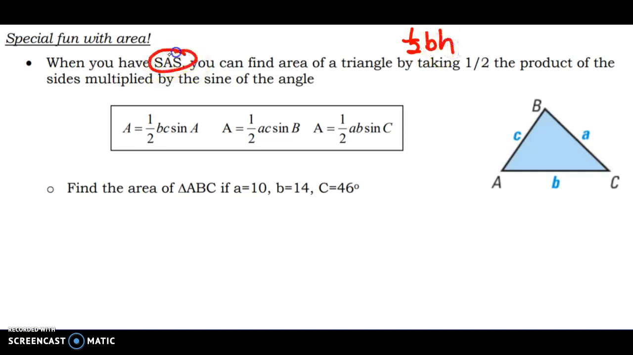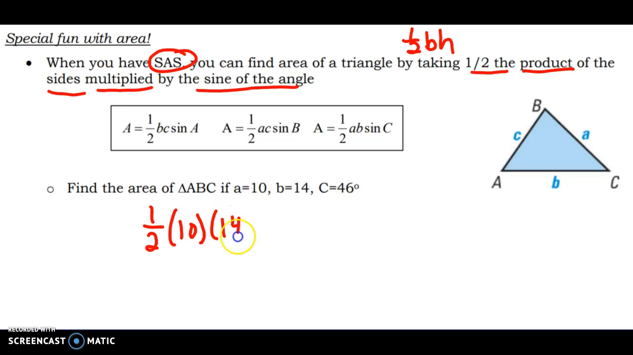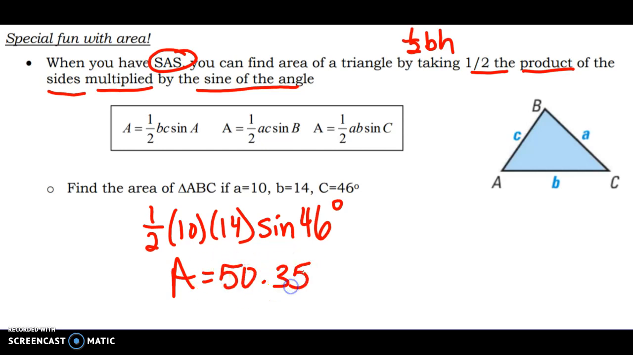For side angle side, to find the area, we take half the product of the sides multiplied by the sine of the angle. So for my example here, I have 1/2 the product of the sides, 10 times 14, times the sine of the angle I'm given, which is 46 degrees. And therefore you get an area of 50.35.